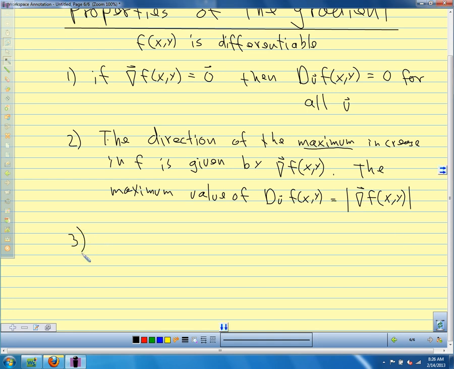And the direction of the minimum increase is given by the opposite of del F.